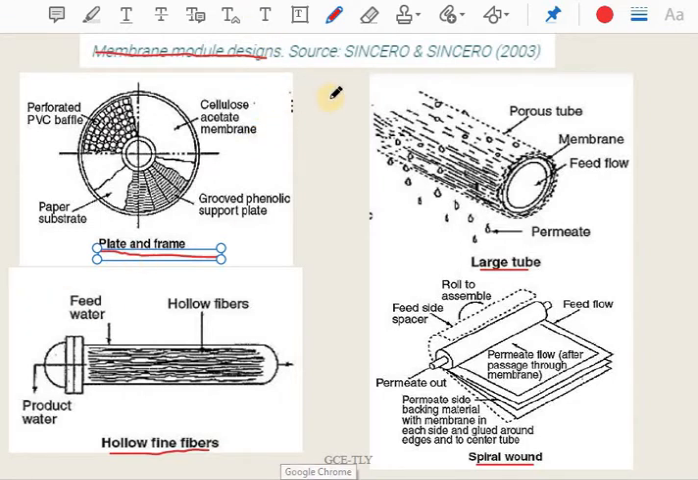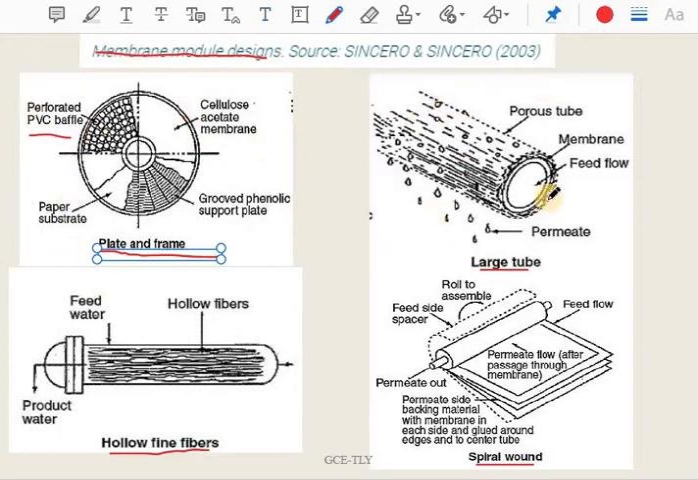Okay, so in a planar form, it is placed and the filtration takes place in such a plate and frame. Okay. So here you can see that's a paper substrate. We have two phenolic support plates, and then we have a cellulose acetate membrane over which we have a perforated PVC baffle. So in order to support this membrane, we have a paper substrate, and over which we have a phenolic support plate, and we have the membrane, and over that we have a perforated PVC baffle for the protection.